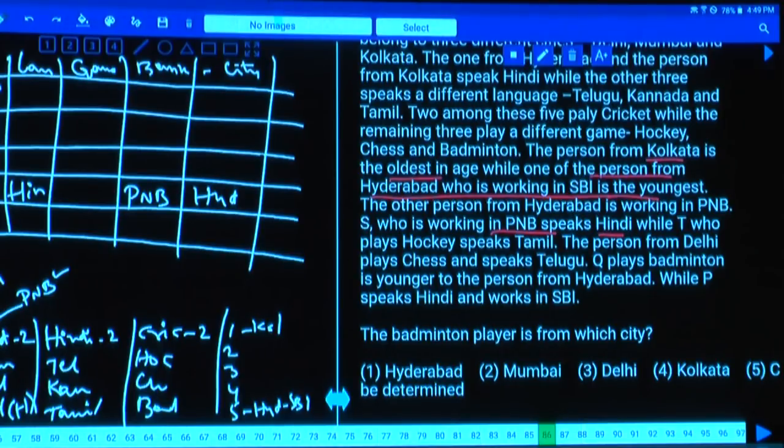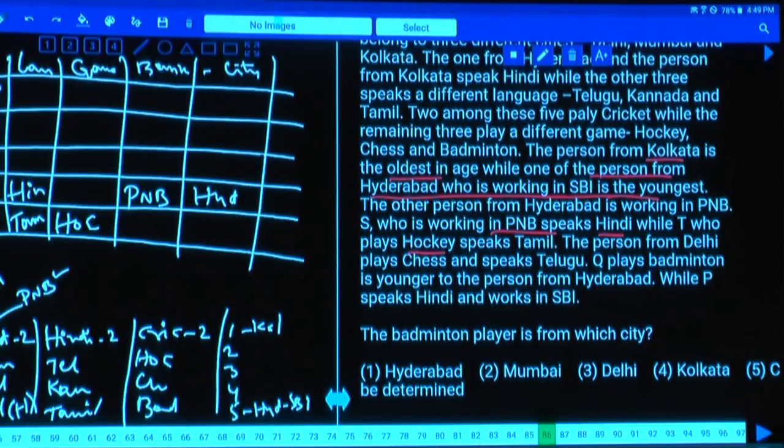The person from Kolkata is speaking Hindi, and S working in PNB speaks Hindi, while T plays hockey. What is the language here? T plays hockey and speaks Tamil.